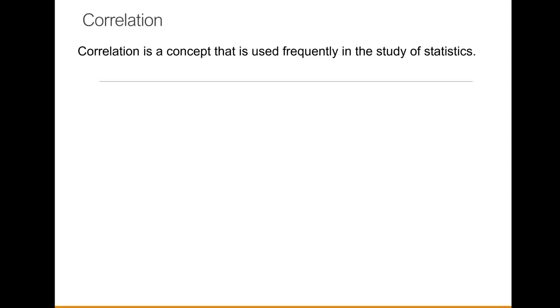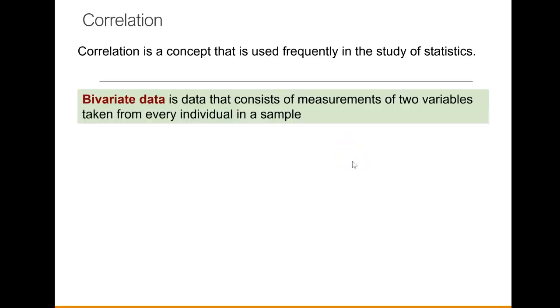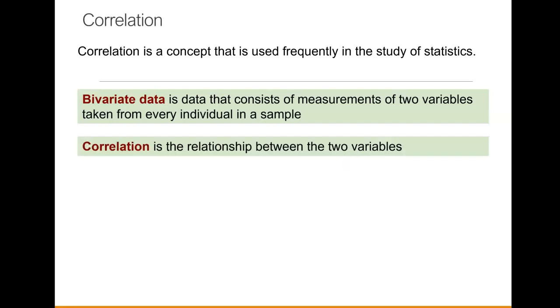So the big idea throughout all of chapter 14 is going to be this idea of correlation. Statistical correlation has a specific definition as opposed to the English language word correlation. So when you have bivariate data, that is data that consists of two measurements taken from every individual in your sample, just like you're doing in your survey, you can calculate a correlation that is the relationship between the two variables.